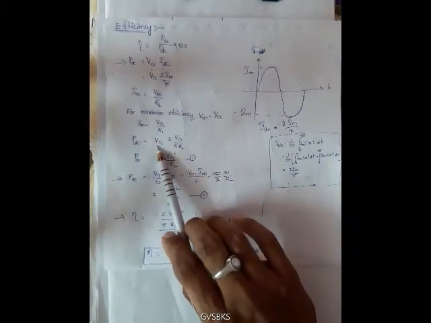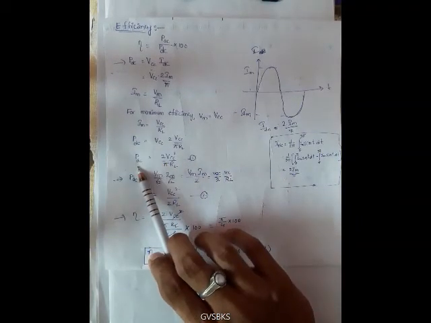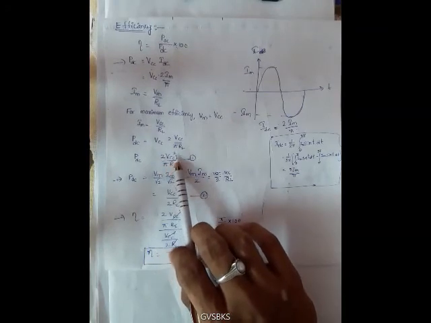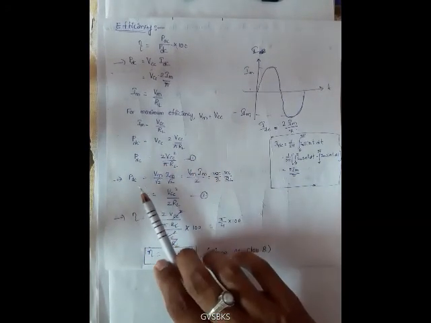If we multiply VCC into VCC, we will get VCC square. Therefore, PDC is equal to 2 VCC square by pi RL. That is equation number 1.